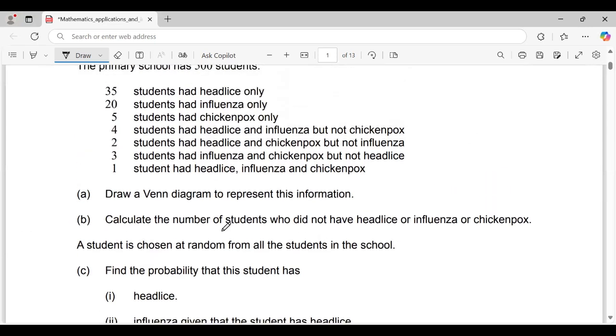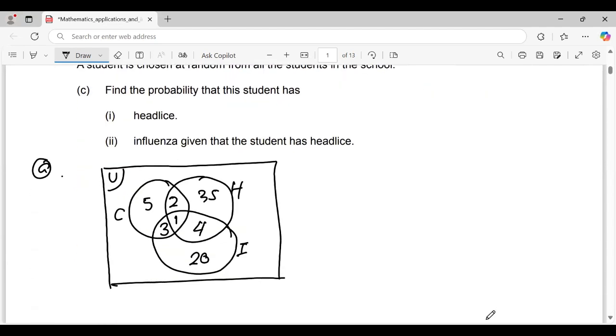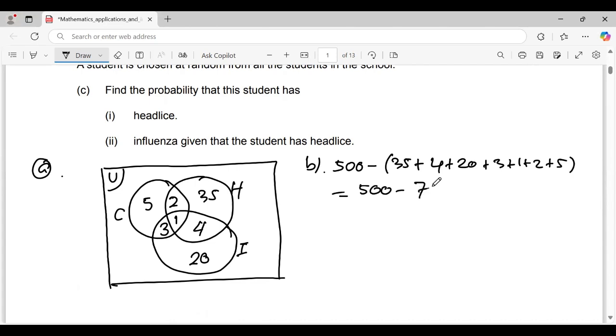B, calculate the number of students who did not have head lice or influenza or chickenpox. Okay, part B means 500, the total students, 500 minus 35 plus 4 plus 20 plus 3 plus 1 plus 2 plus 5. And the result is 500 minus 70 equals 430.